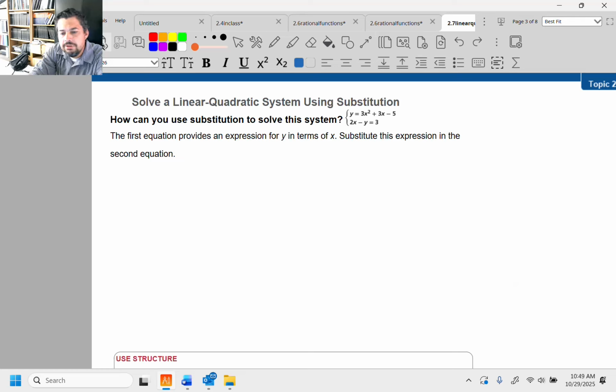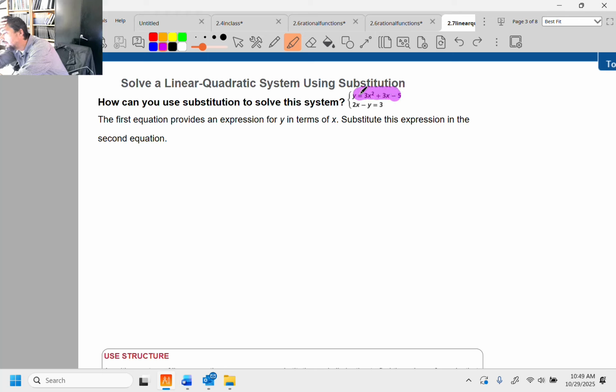All right, how can you use substitution to solve this system? So if you'll notice, the first line is y equals 3x squared plus 3x minus 5. And the second line is 2x minus y equals 3. Well, you can literally just use straight up substitution property, and you can take all of this and put it right there. And that's what we're going to do. It's called substitution. So I am going to replace that y with the stuff above it. And remember, there's a minus y, so it needs to be included.